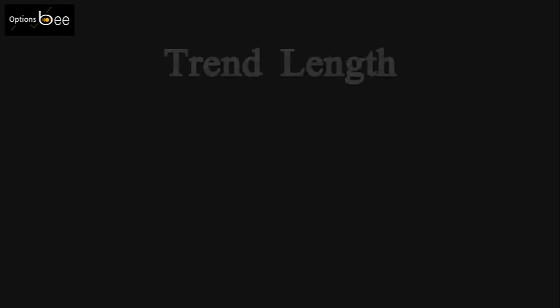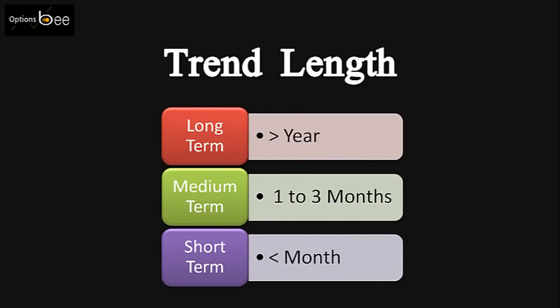A long-term trend is considered any trend which has lasted over a year. A medium-term trend is one which has lasted between 1 to 3 months. And finally, a short-term trend is less than a month.